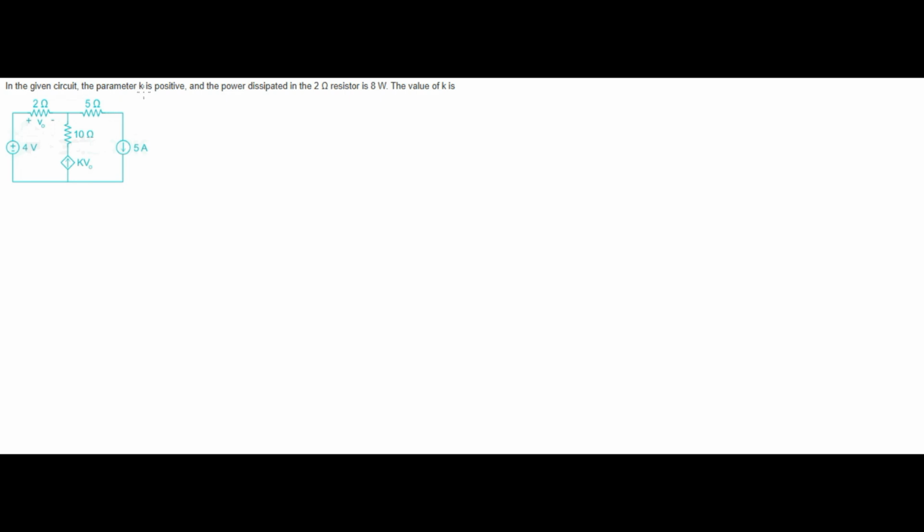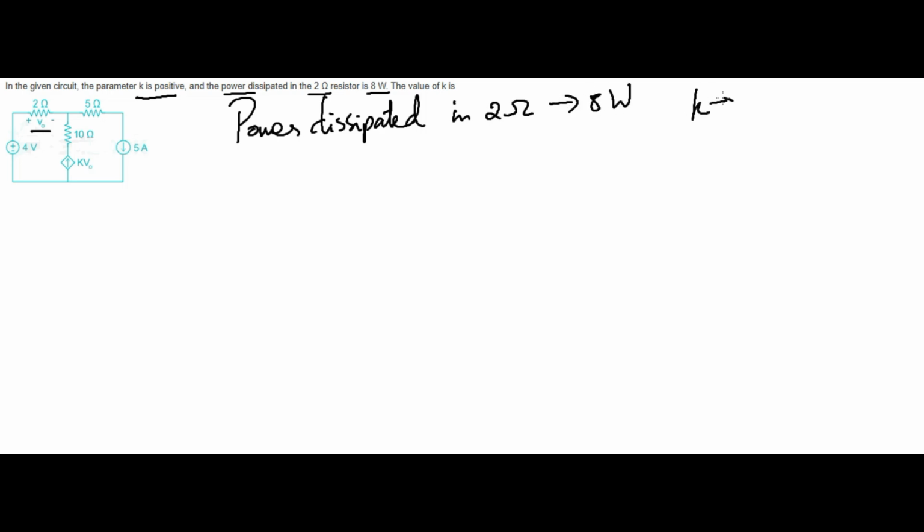In the given circuit, the parameter K is positive. First they have mentioned that the power dissipated in this 2 ohm resistor is 8 watts. Power dissipated means power is going out in the 2 ohm resistor, and it is 8 watts. They are asking for the value of K. The K value is a positive integer.